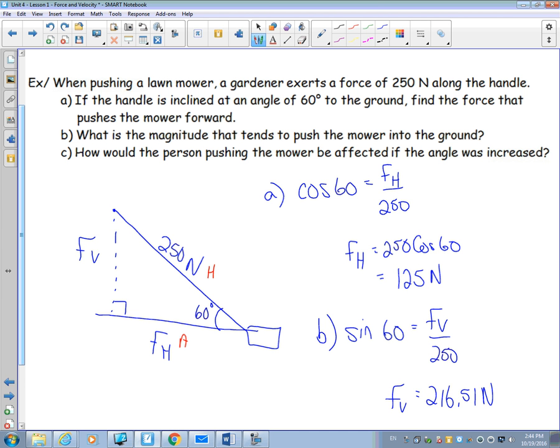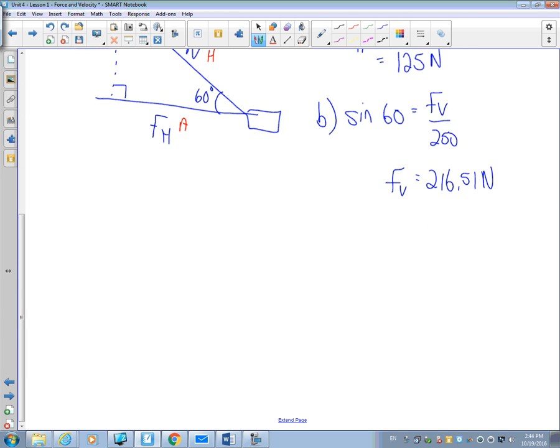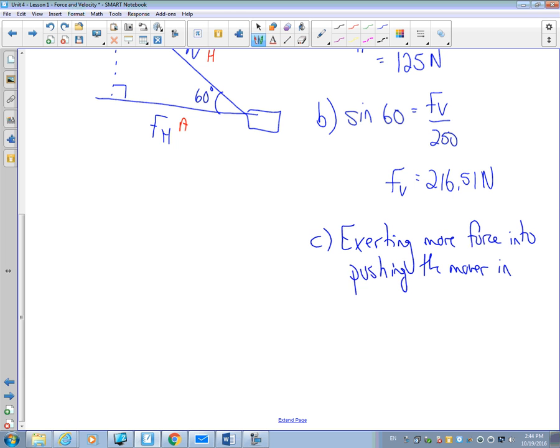Thinking about part C here, how would the person pushing the mower be affected if the angle is increased? Well, the steeper the angle, the more force that's actually being exerted down. We're exerting more force pushing the mower towards the ground. Logically thinking, the best objective if we want to mow the grass is to keep that angle really small, so our force, the 250 newtons that we can push with, actually pushes the mower forward rather than just keeping it on the ground.